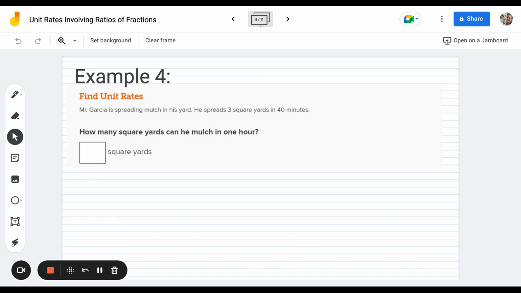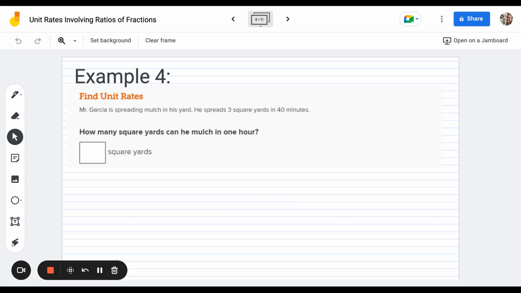This is part 2 of our unit rates involving ratios of fractions lesson. In this video, we're going to look at more complicated examples that will build on what we talked about in video 1. So if you were able to understand what we were talking about in video 1, then this is the right sequence moving into video 2.